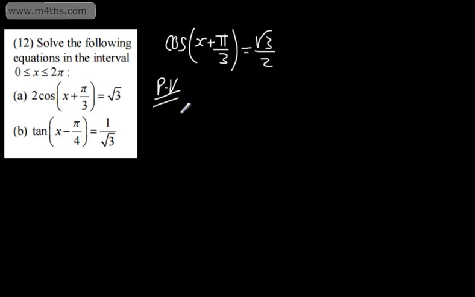Okay, we're asked to solve the following equations in the interval from 0 to 2 pi. So we're looking this time at radians. In part A, 2 cos of x plus pi by 3 is equal to root 3 over 2. So what I'm going to write is that cos of x plus pi by 3 is going to be equal to root 3 over 2. Taking the inverse cosine, we'll have the principal value for x plus pi by 3. Now pi by 3 is 60 degrees.